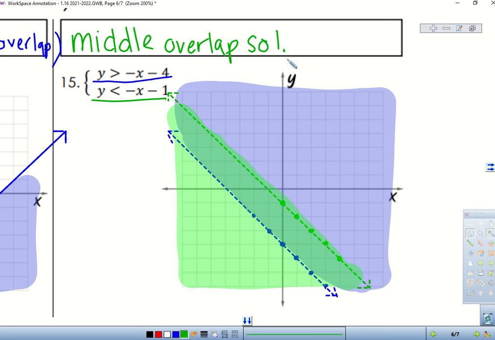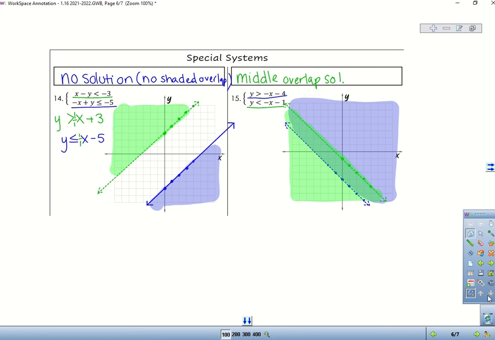So, how's everyone feel about this so far? You pretty confident with graphing? Okay. So, now we're going to do a word problem.